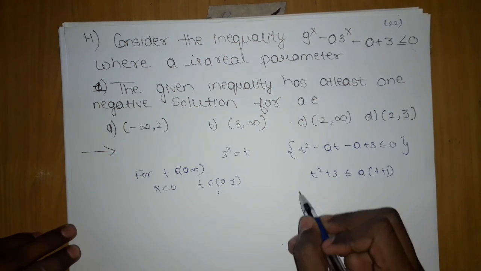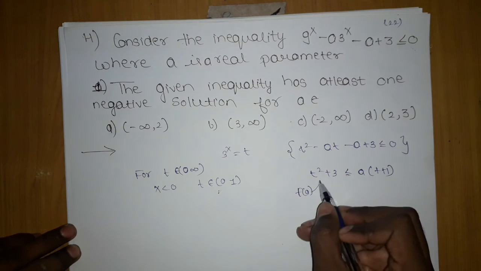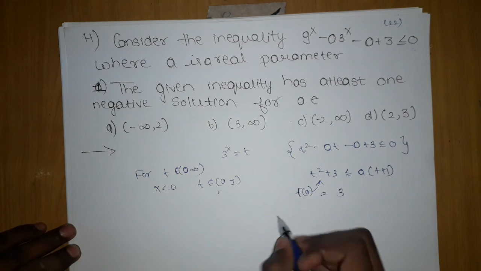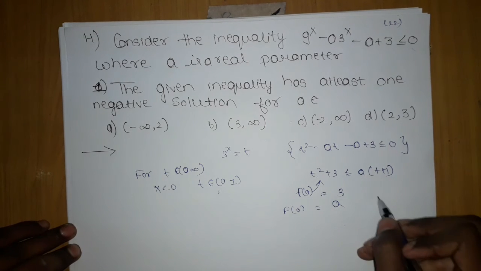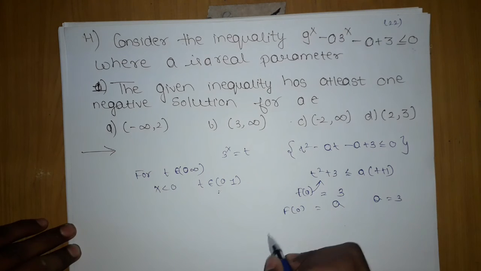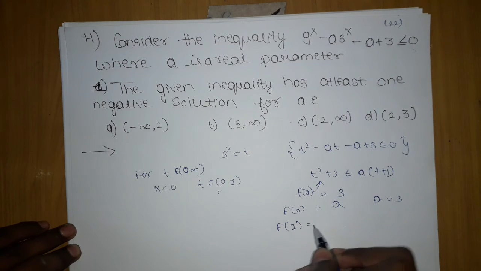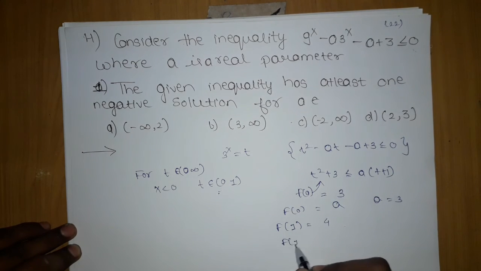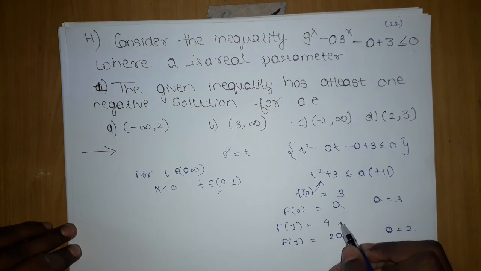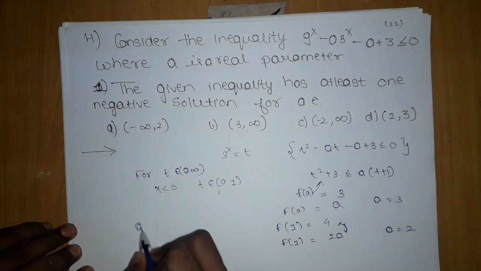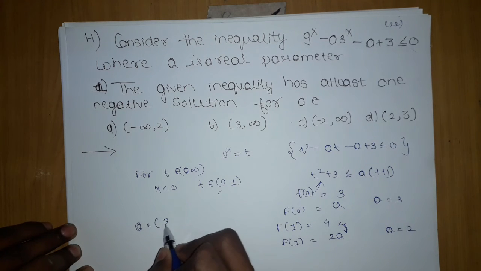Further on, I will check f of 0. For this function it is 3. For the other function at t equal to 0 we have a, so a should be equal to 3. Now f of 1: for this function I get 4, and for the other I get 2a, so a equals 2. If I equate these two, a belongs to the interval from 2 to 3.